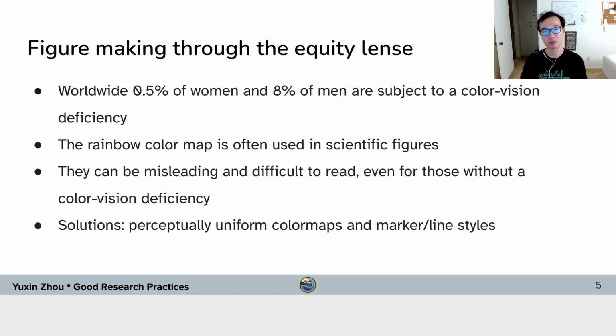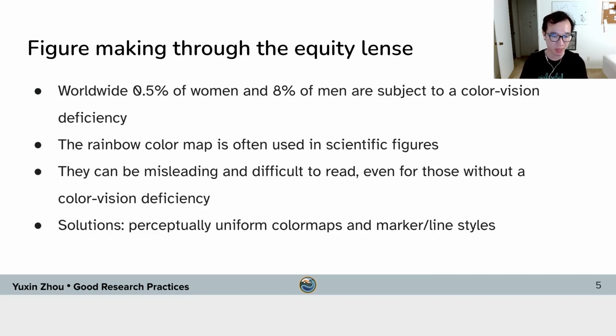And here we want to just talk a little bit about your color choices in the figures. So a sizable population of the world actually suffer from one or more color vision deficiencies. And for them, it might be misleading and difficult to read color plots when the wrong color map is used.